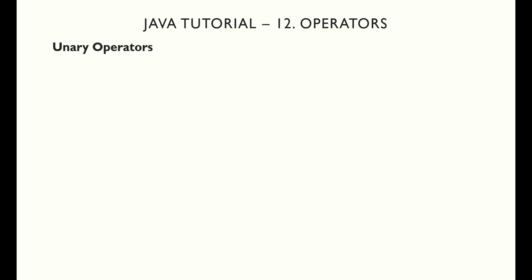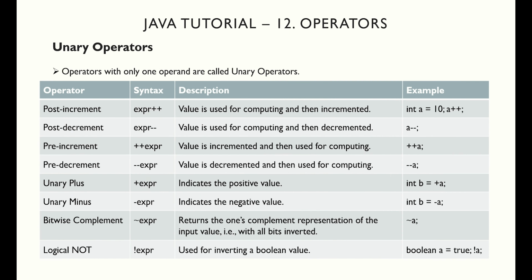Unary operators. Operators with only one operand are called unary operators. In Java, we can classify unary operators further into postfix and prefix. Postfix operators are post-increment and post-decrement. Syntax for post-increment is expression followed by two plus symbols, and post-decrement is expression followed by two minus symbols. On postfix operator, value is used for computing the result and then incremented or decremented.